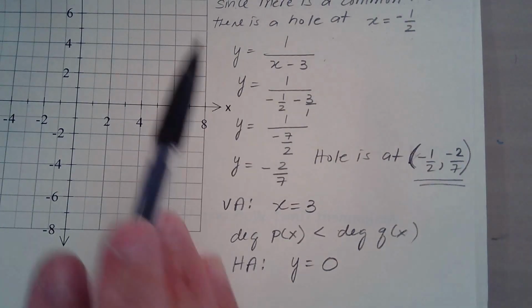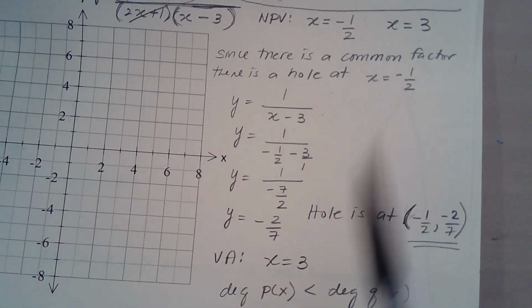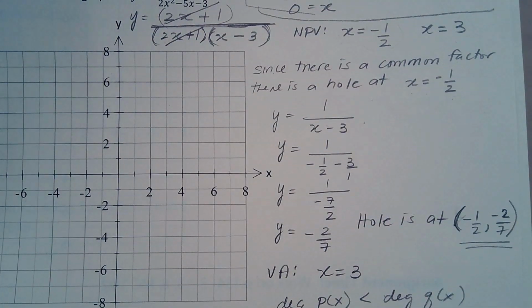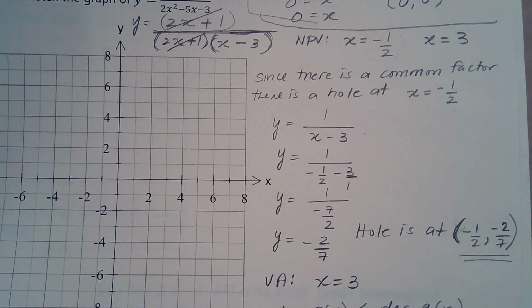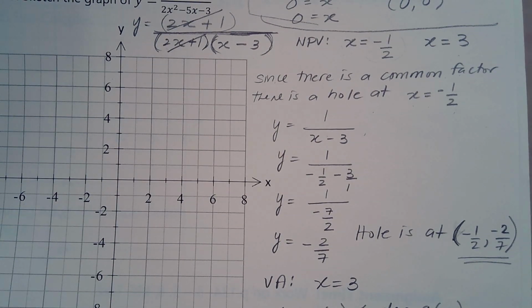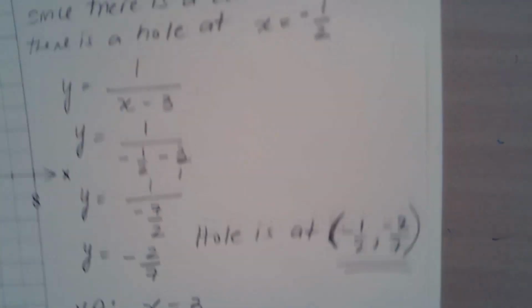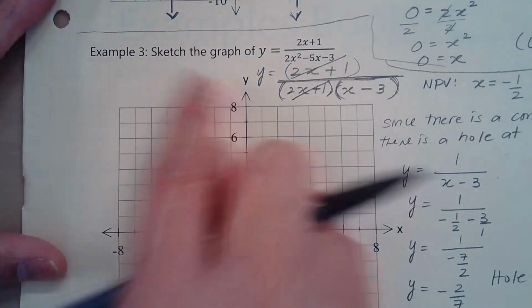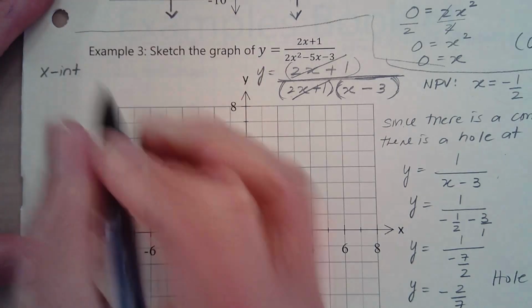Okay, what else do we have? So we figured out the hole, the vertical asymptote, and the horizontal asymptote. The next thing that we're going to do is the intercept. Can I squeeze in the intercept here? Yeah, I'll try here. So now we're going to figure out the x-intercept. How do we figure out the x-intercept?